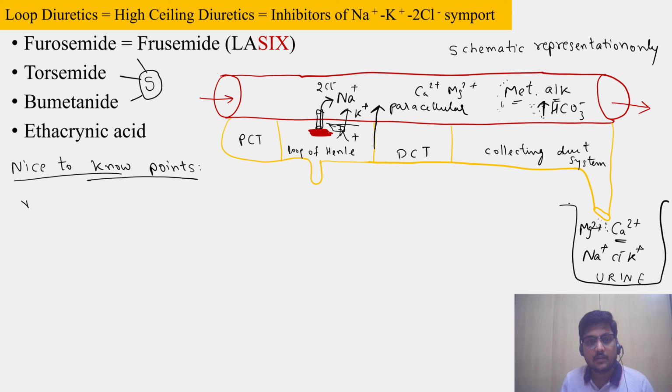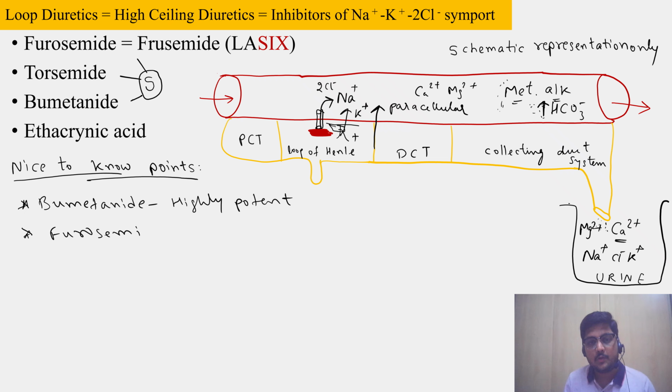First thing is bumetanide. About this bumetanide, it is a highly potent molecule. Okay, so they will ask you which is highly potent. Bumetanide, it is a highly potent molecule. Okay, and fact number 2 is about the furosemide drug. This furosemide has a property that it decreases free water clearance.